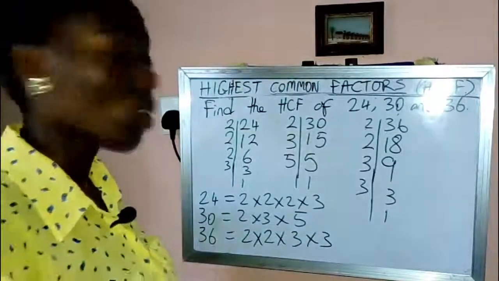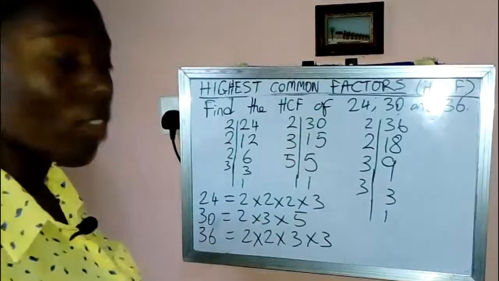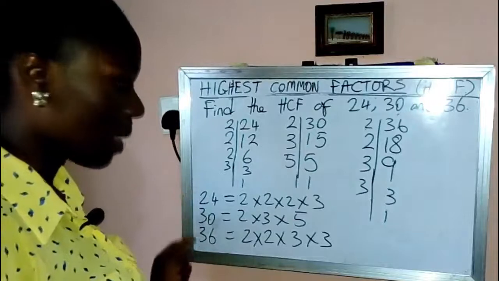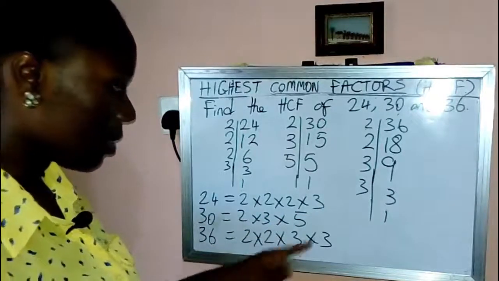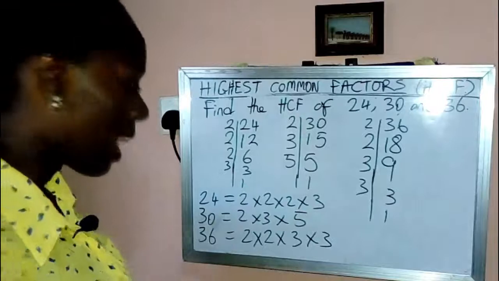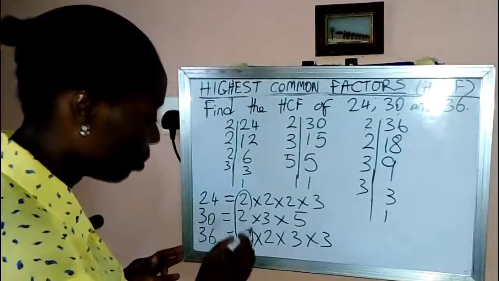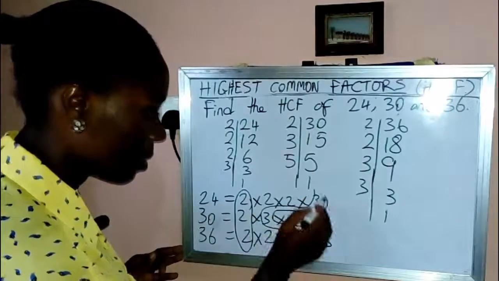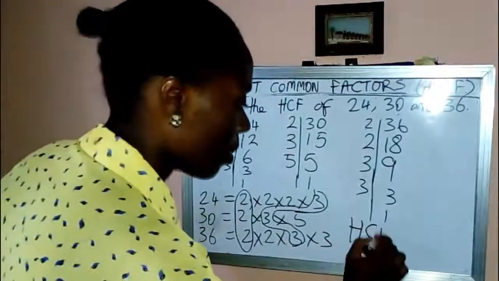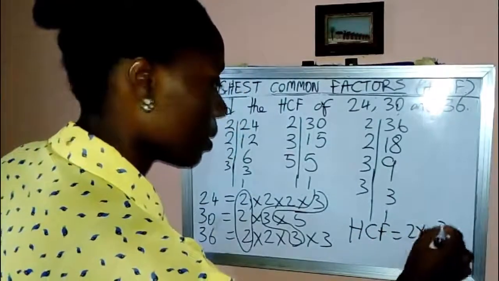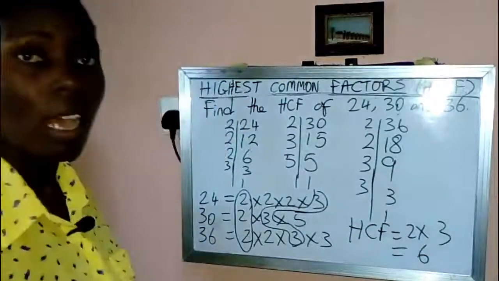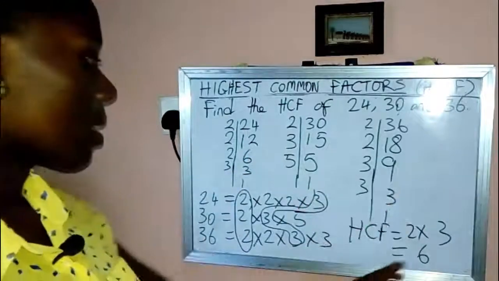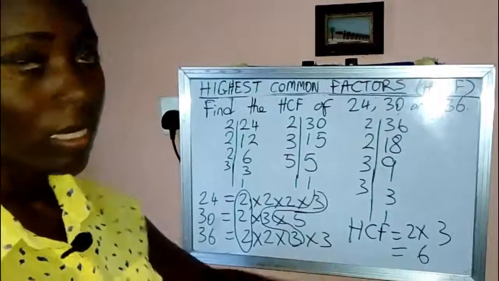Okay, so to find the common factors or the HCF, I'll simply check. 2 is common here. 2 is a common factor of these numbers. There's 3, 3, 3. 3 is also a common factor. So I'll just highlight them. 2, and 3. Right? So my HCF becomes 2 times 3. That will give us 6 as our final answer. So the highest common factor of 24, 30, and 36 is 2 times 3, which is 6.